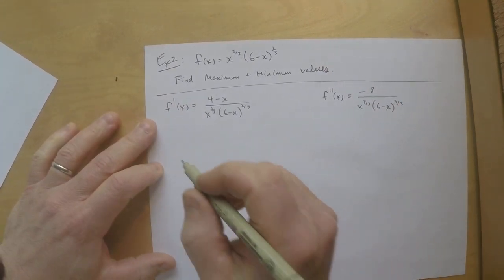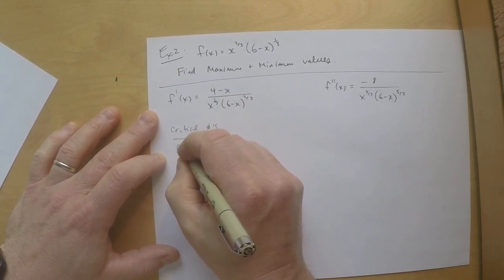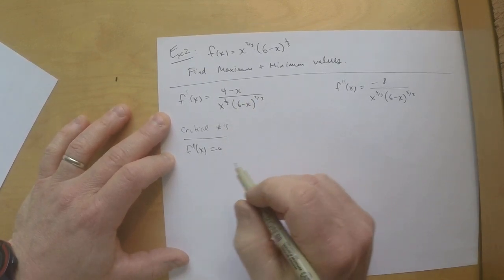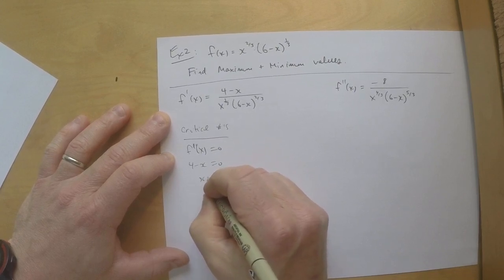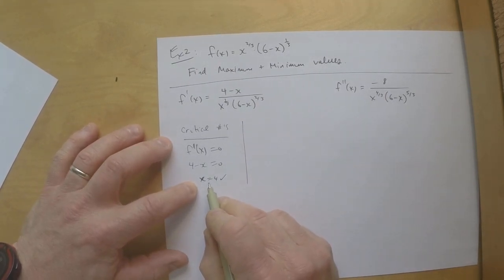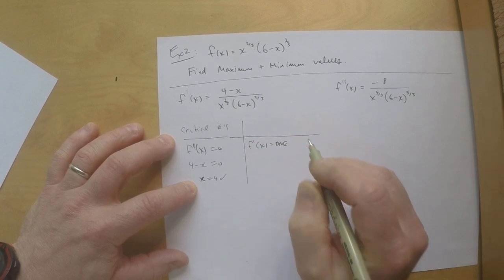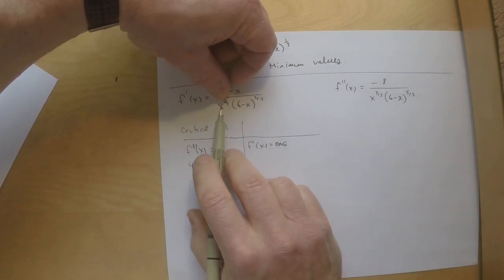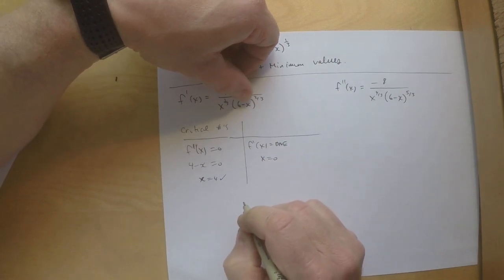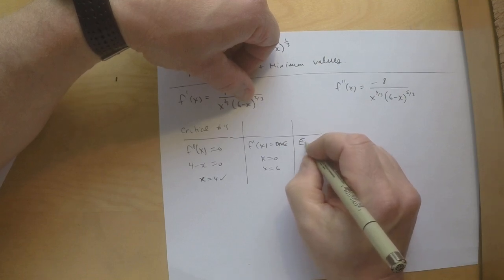Okay? So, critical numbers. First step. Where is the first derivative equal to 0? For a rational function, it'll always be where the numerator equals 0, and right away I can see that's x equals 4. So there's a critical number that I'm going to have great interest in. Another critical number will be where the derivative does not exist, and in this case that would be where the denominator equals 0, and it's already factored nicely, so I can see that x equals 0 and x equals 6 are potential critical numbers. And then I have to think about endpoints.